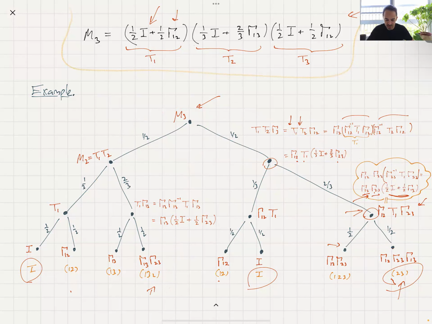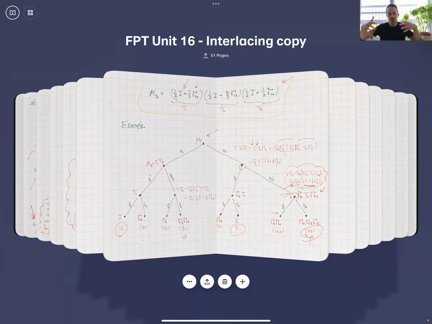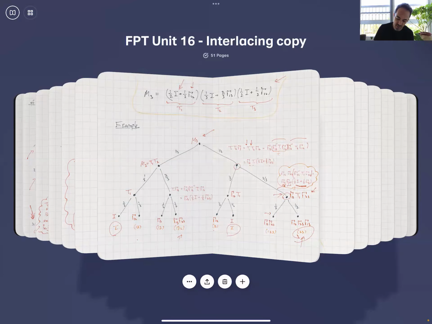Good. I hope this example clarifies that maybe somewhat a little bit abstract recursive construction of the distributions. Once you see it in an example, I think it's good. It gives some insights.